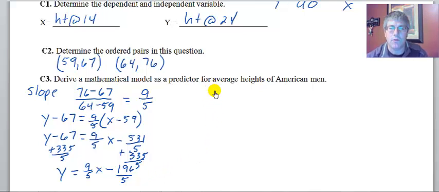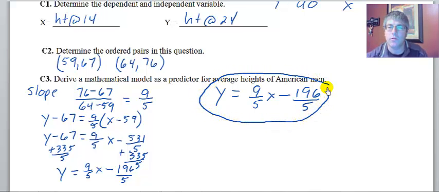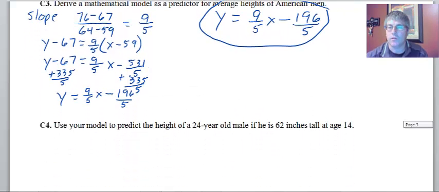So that is the equation of our line. So get that in your notes. y equals 9/5 x minus 196/5. That is our mathematical model that we will use to do some more calculations as we continue with this particular problem. So now we're going to use our model to make a prediction.